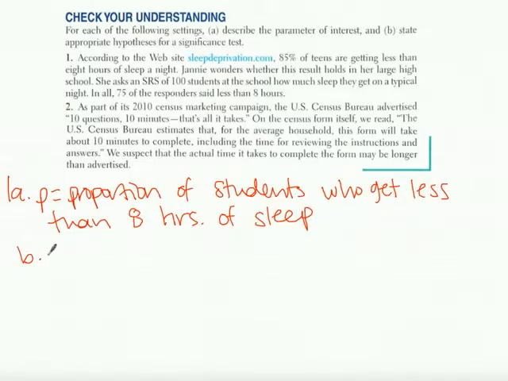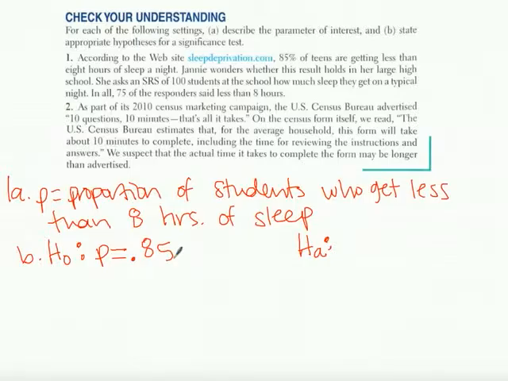All right, B says state the appropriate hypotheses for a significance test. So we have to state what H0 would be, and we also have to state what HA would be. So H0 is going to mean that there's no change from what we see on the website. The website said 85% of the teens are getting less than 8 hours of sleep, so if we're looking at our null hypothesis, that would mean that our P for our test would be exactly the same as the P up here. So P would be equal to 0.85.